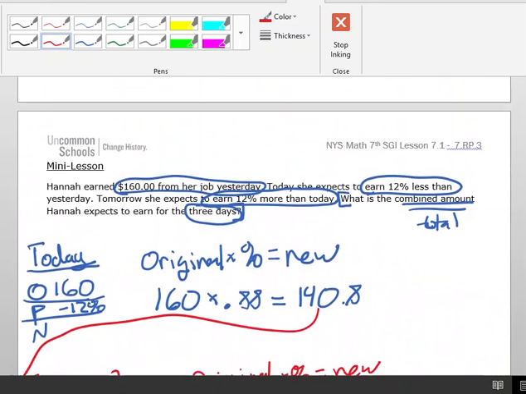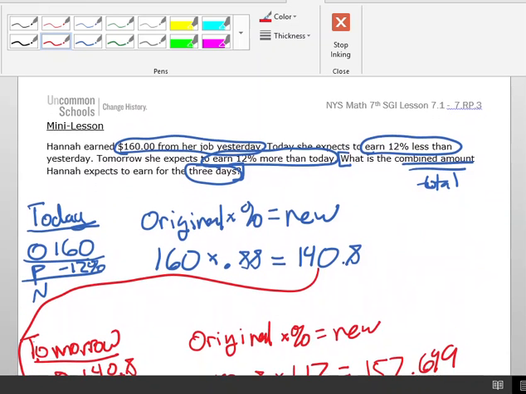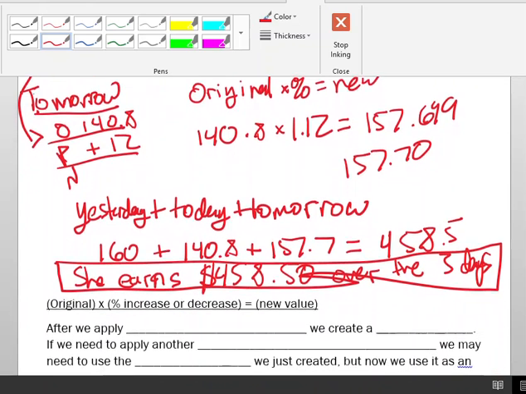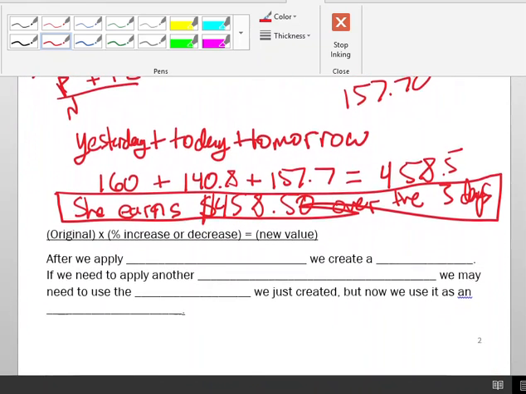All right, so let's review really quickly what I just did here. I have my original price from her job yesterday, okay? And she said, okay, today I think I'm going to make 12% less. So I found 12% less of that 160, which gave me 140.80. Tomorrow, I think I'll make 12% more than I make today. I used that 140.80, all right, because that's my new original number. Found that 12% increase. Tomorrow she makes 157.70. Added those all together to get how much she makes in the three days.